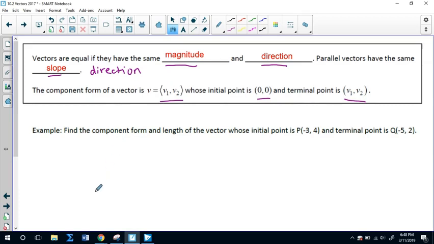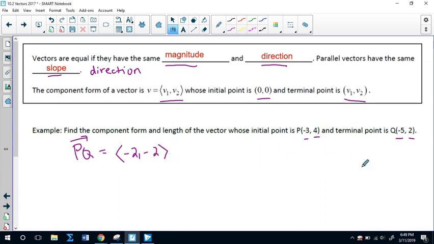All right, so we're going to create some vectors. I'm going to create the vector PQ. Find the component form and the length of the vector whose initial point is -3, 4, and the terminal point is -5, 2. To do that, I just have to subtract the x components, or the i components, and subtract the j components. Since we're starting at P, I'm going to start with the Q and subtract. So we're going to have -5 minus -3, which is -2. And 2 minus 4 is also -2.